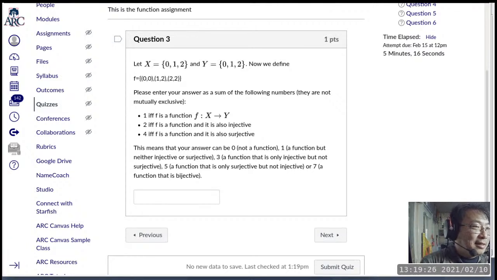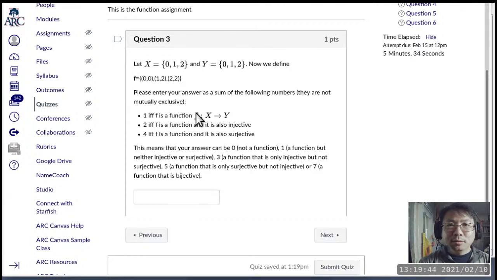Let me change that. Surjective, not subjective. In other words, if you have it injective, it has to be surjective too, but if it is not injective, it cannot be surjective. So think about how to prove this.